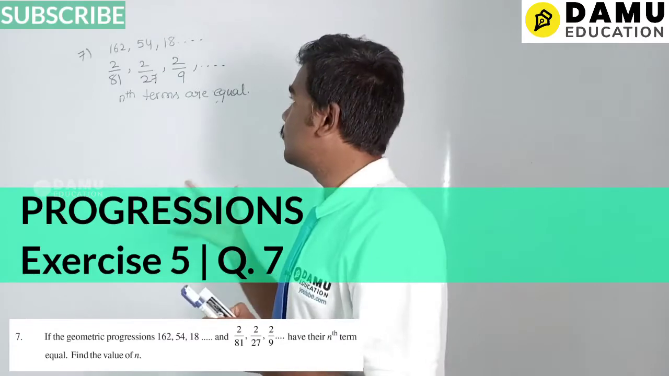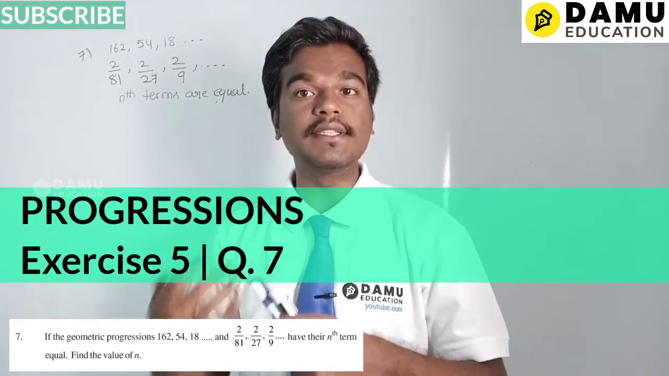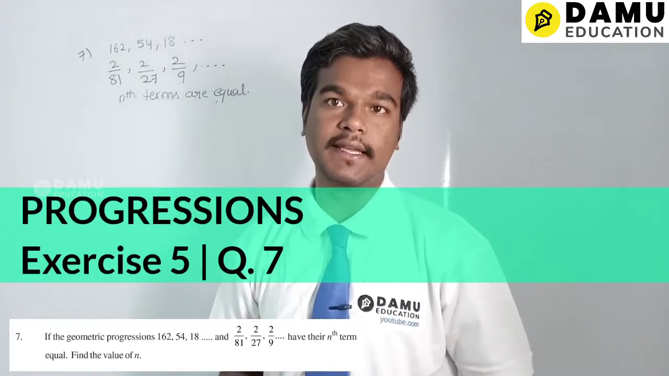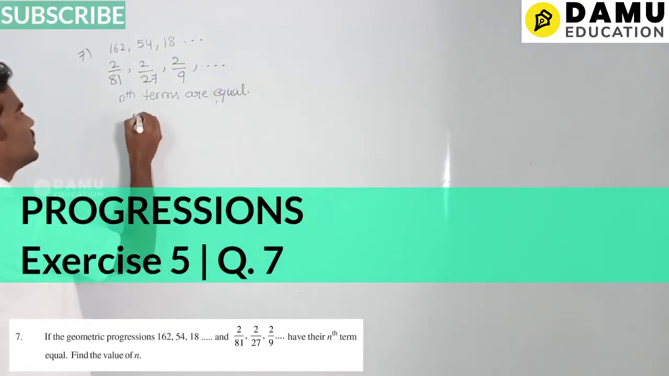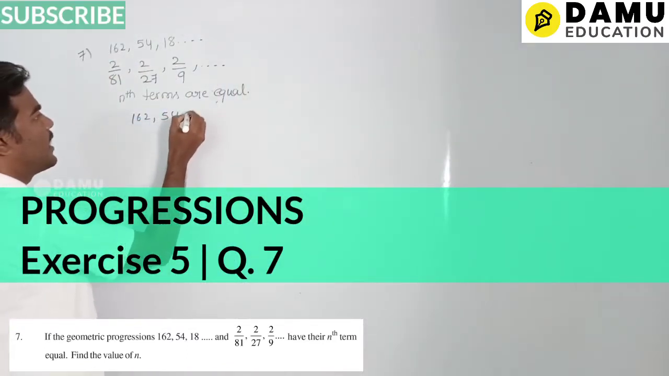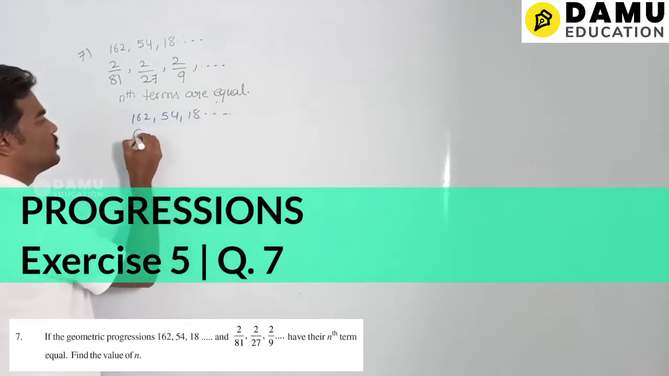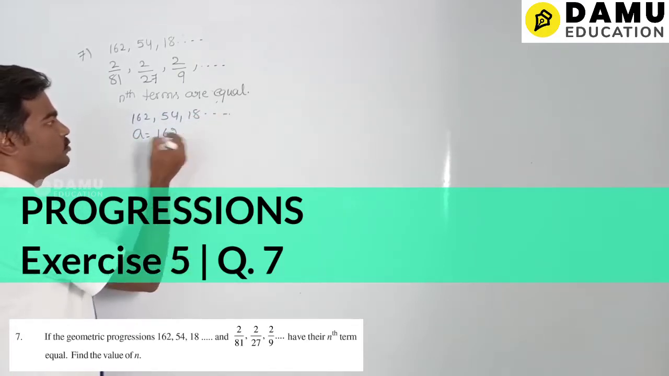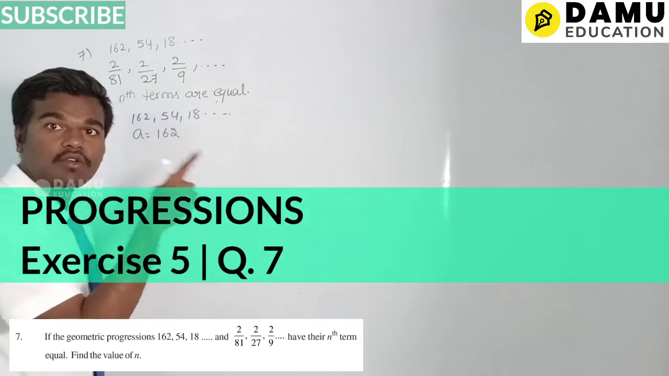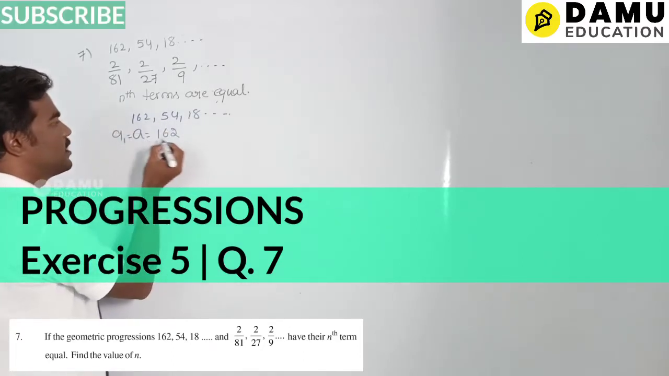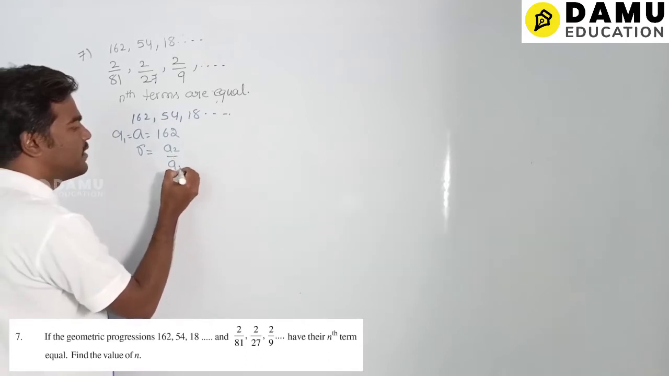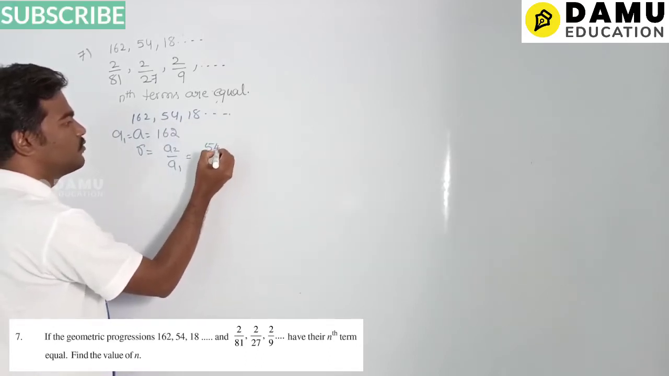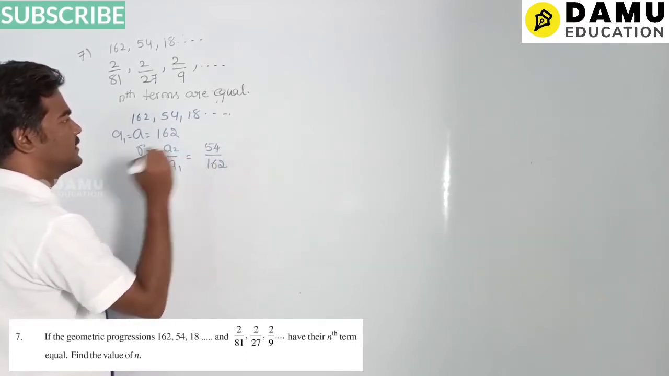Here let's find out the first term and the common ratio for both series. Let's take the first series: 162, 54, 18 and so on. The first term A is A1, which equals 162. Then the common ratio R equals A2 by A1, where A2 equals 54 and A1 equals 162.